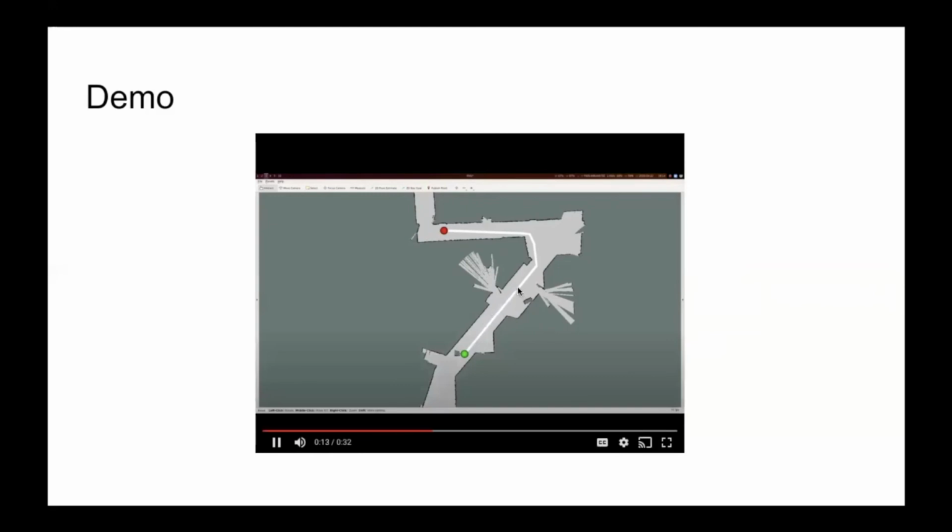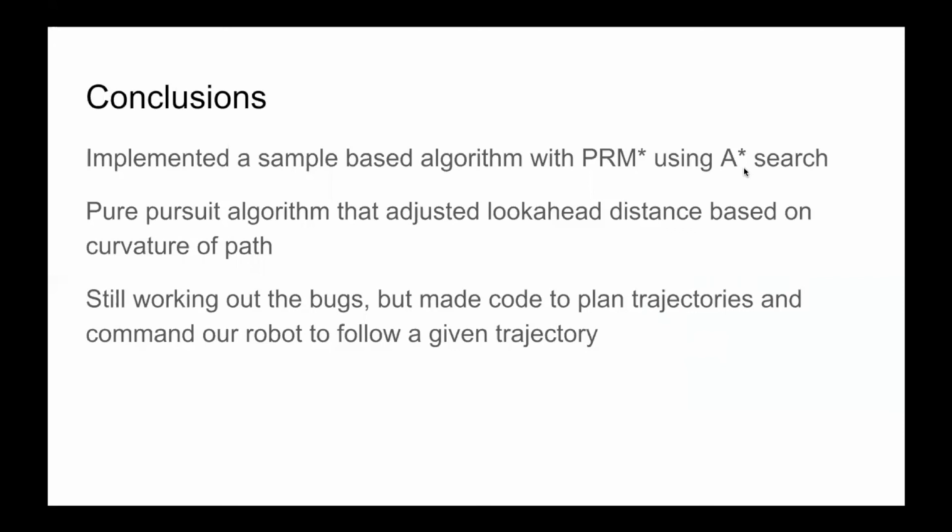Now it follows this path pretty closely, even around this curve. So to conclude, using an A-star search algorithm with a pure pursuit code whose look-ahead distance was dependent on the curvature of the path, we could successfully plan trajectories and have our car follow them.